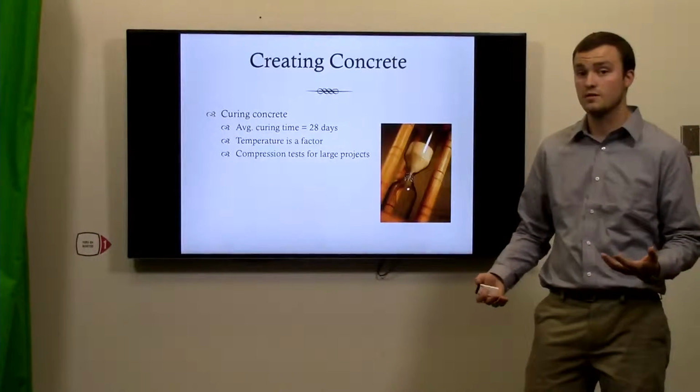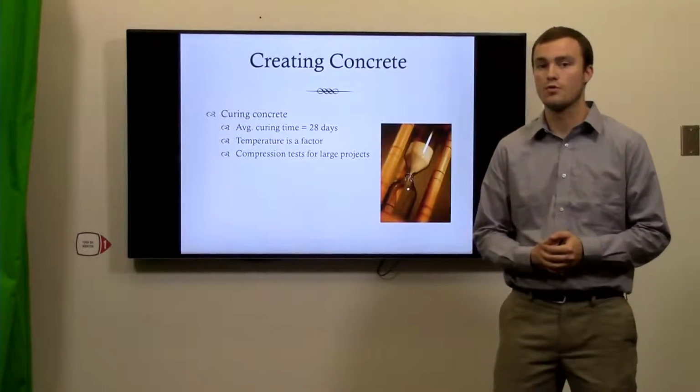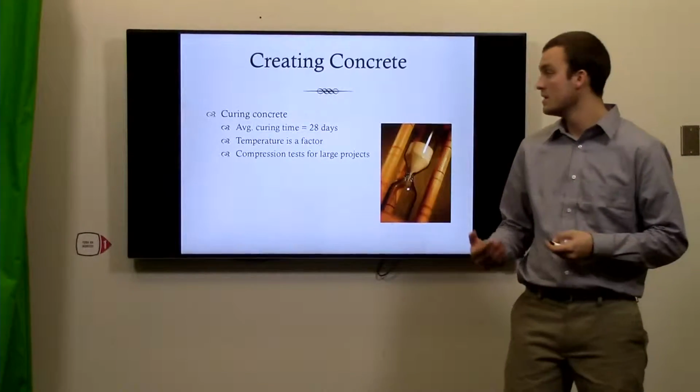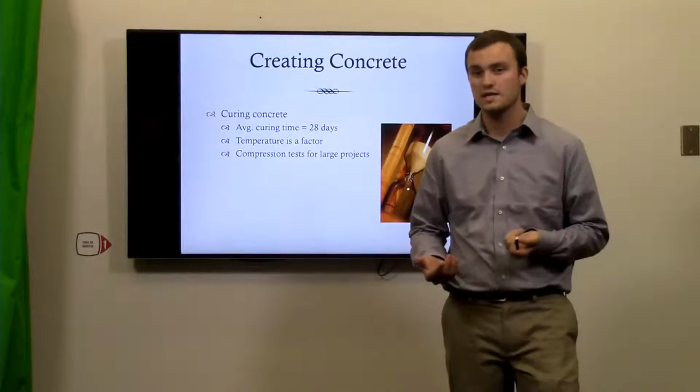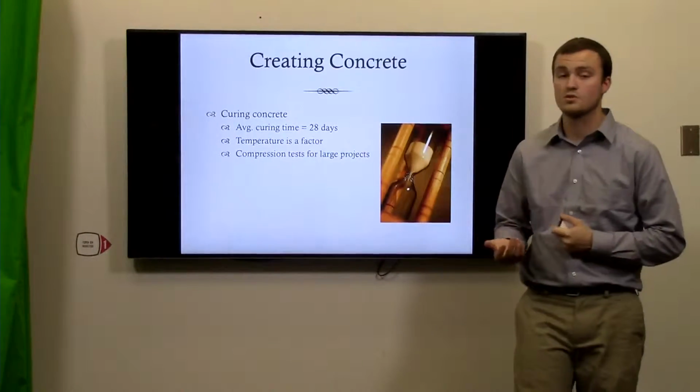After you have that, you then pour your concrete for whatever project you're doing, whether it be a sidewalk or a roadway or whatever, and you have to allow it a curing time or a resting time. Normally it takes about 28 days on average with a normal type of concrete. Also, temperature is a big factor.